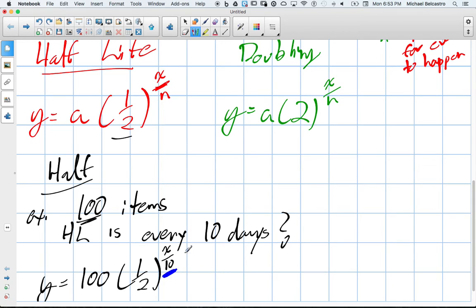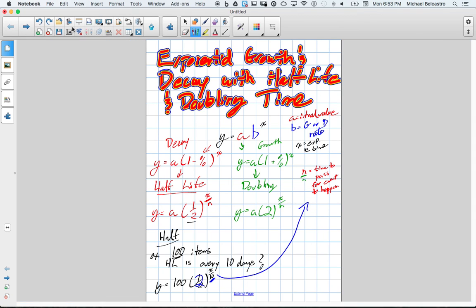If the half-life was every single day, dividing by 1 isn't really hard to set up. We don't even have to divide by 1. If the half-life was every half day, we'd actually divide by 0.5, and it'd be even faster than a day. So it's a really important value to put in here. And same with doubling time. If it was doubling time every 10 days, the only thing that would change is the base. How long it would take for the event to happen would stay the exact same.